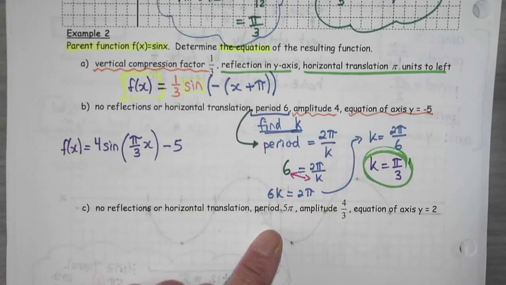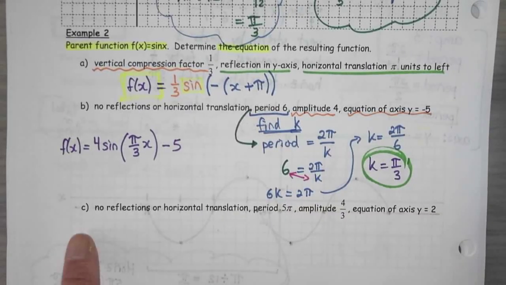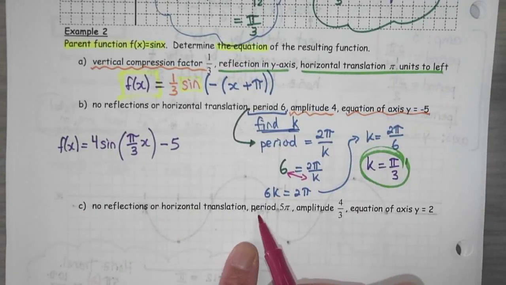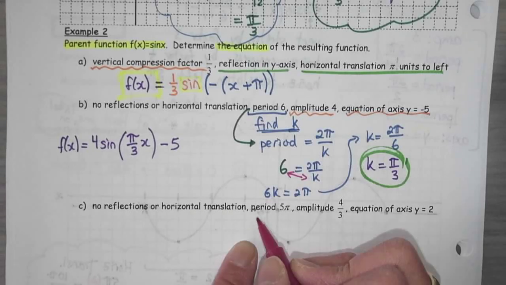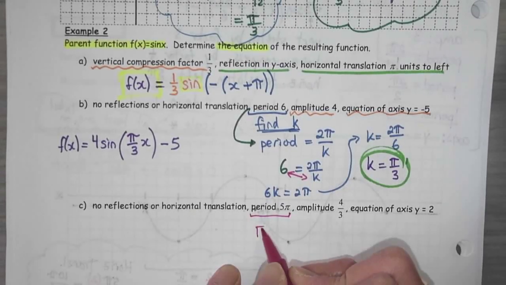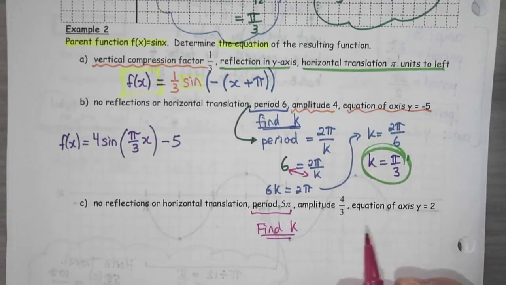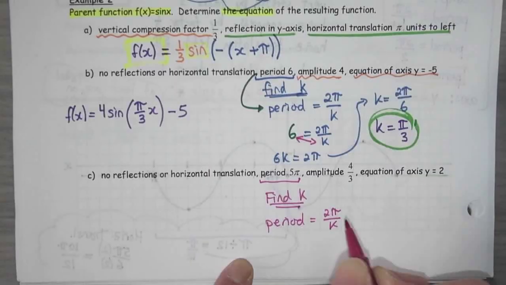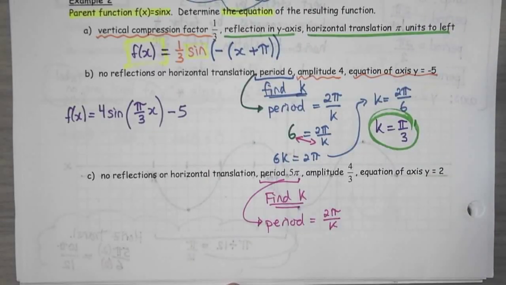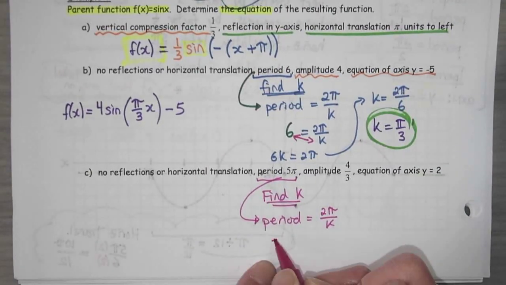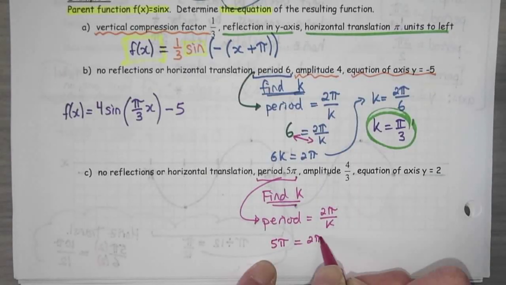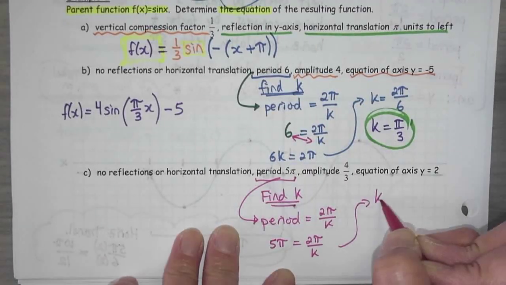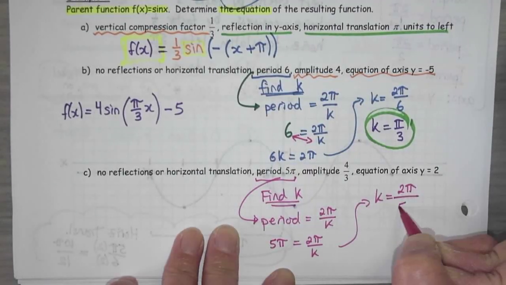Okay? Last one. Same exact question. I said no reflections, no translations. I gave you a period, and this was what you were asking before, 5 pi, right? So sometimes the period will have a pi in it, so I have to find k, and I'm going to go period equals 2 pi over k. This goes here, right? So this will be 5 pi equals 2 pi over k. Switch those. So k is 2 pi over 5 pi.